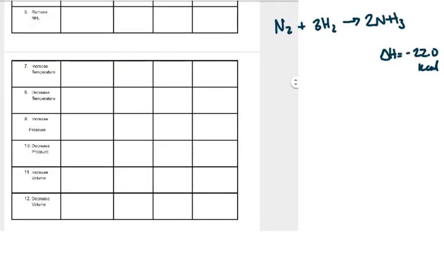Removing NH3. So now I'm going to remove NH3. That means I don't have as much on this side. So in order to even back out, I'm going to need to shift this direction. My NH3 is what I changed, right? But that's going to make my N2 and my H2 go down.